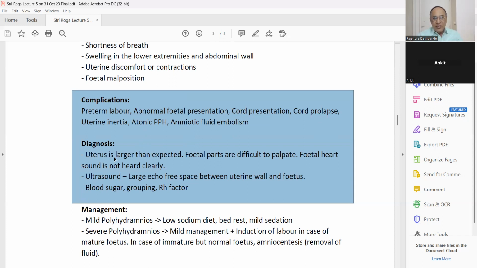Diagnosis. The uterus is larger than expected. Fetal parts are difficult for the doctor to palpate when examining the pregnant lady. No back, no hands, he will not find anything. Fetal heart sounds are not heard clearly. This term is very important. Please write down FHS, my dear friends.